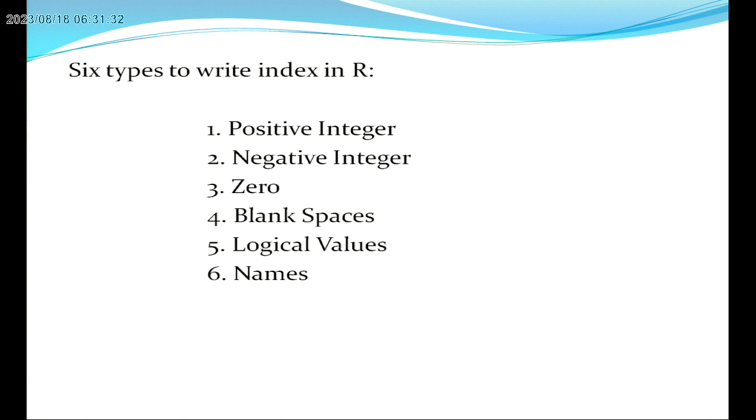There are 6 types of ways to write an index in R. The first one is positive integer, second is negative integer, third is zero, fourth is blank space, then logical values, and the last one is names.